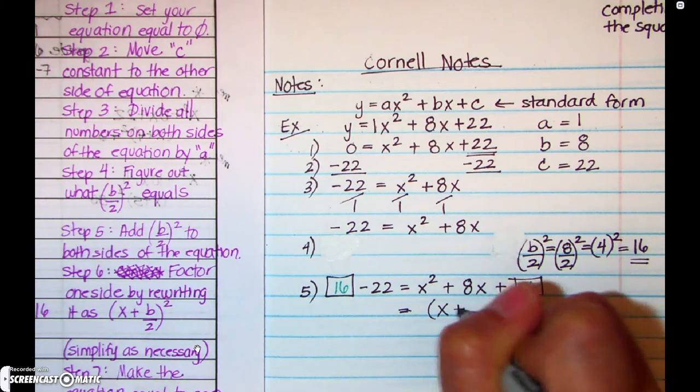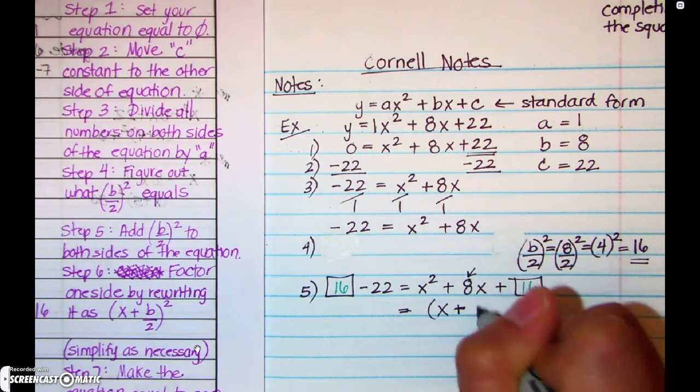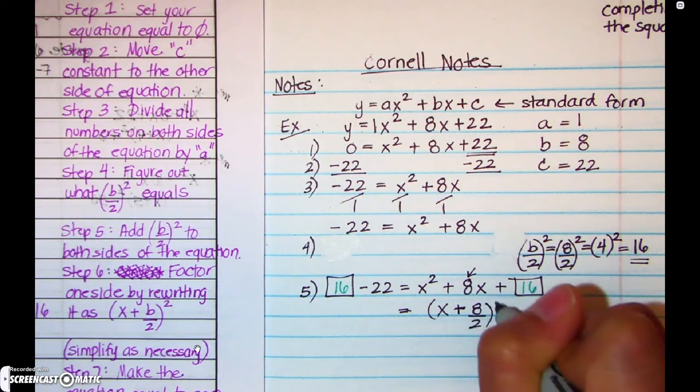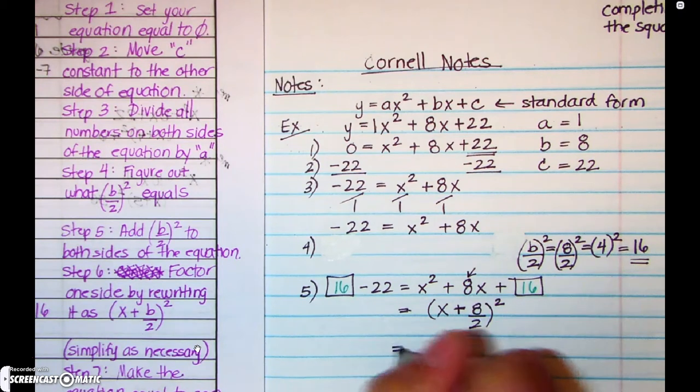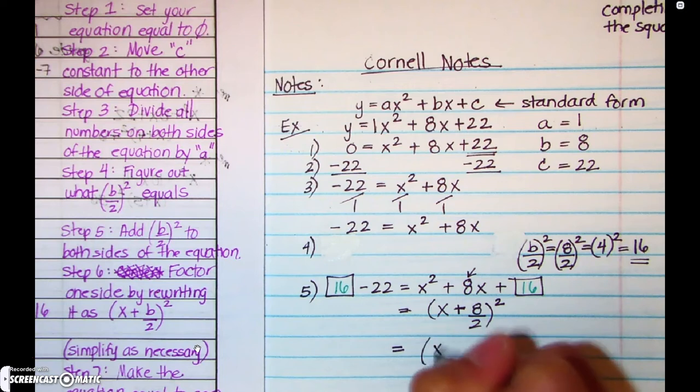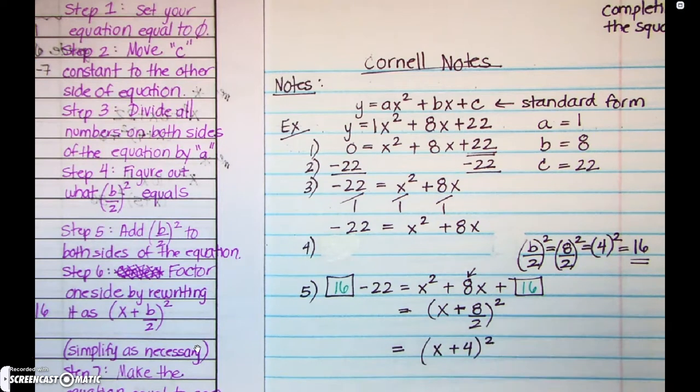So in order to show the steps, this is b. So 8 divided by 2 and then squared. It says simplify as necessary. Well, 8 divided by 2 is just 4 squared, and then we still need to simplify the left side.